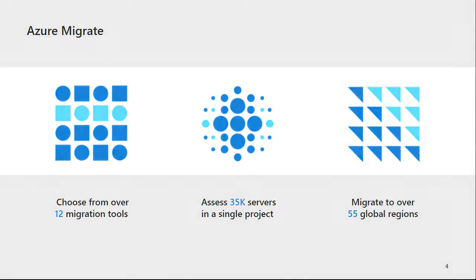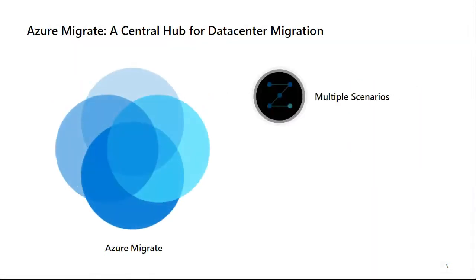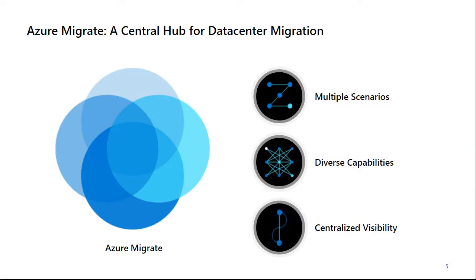So let's just touch on Azure Migrate a little bit further, and then just discuss what it can actually do for you. As I've already mentioned, it's a central hub for any kind of migration, really. And the three core components of that are the fact that it can handle multiple scenarios, it gives diverse capabilities, and it gives one central pane of glass to look at where you are with all of your migration projects. So for example, let's look at multiple scenarios. You can migrate Windows and Linux servers, databases, data, web applications, and virtual desktops in one location.